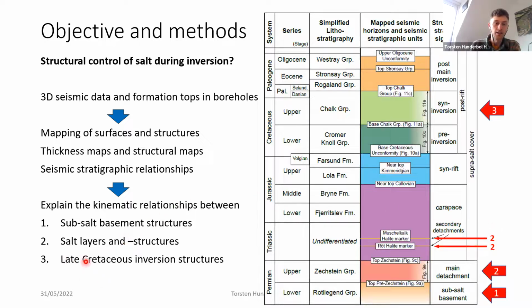And lastly, how these elements are related to the inversion structures and the syn-inversion geometries we see in the late Cretaceous and Danian. So the Chalk Group up here is also where you find the largest number of at least the classic oil and gas field reservoirs in the Danish area.